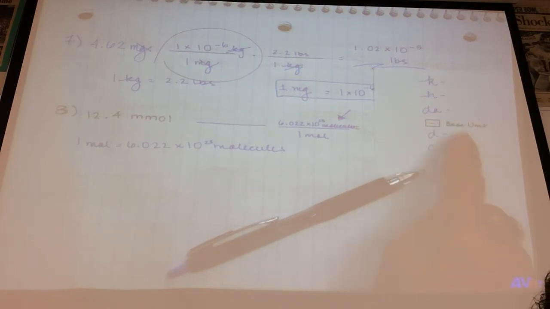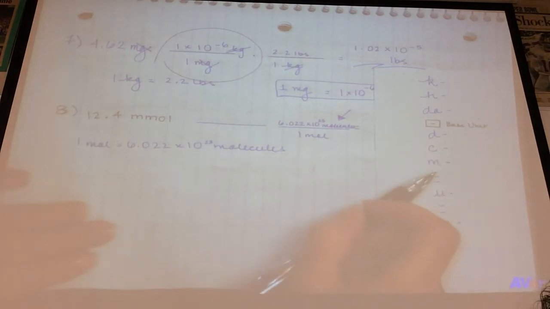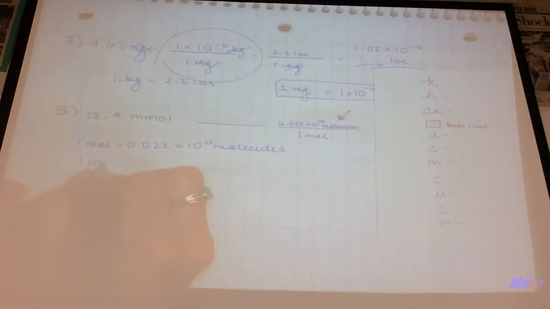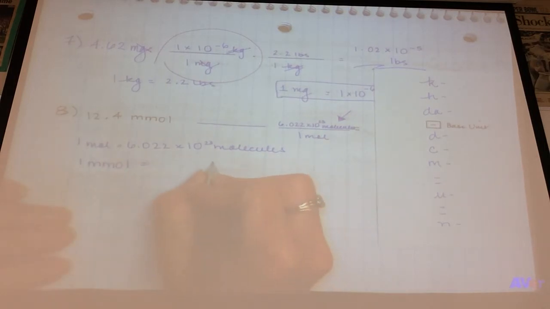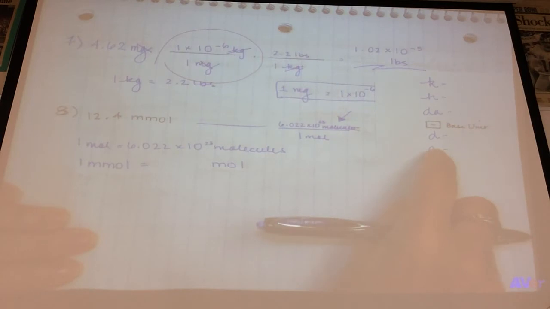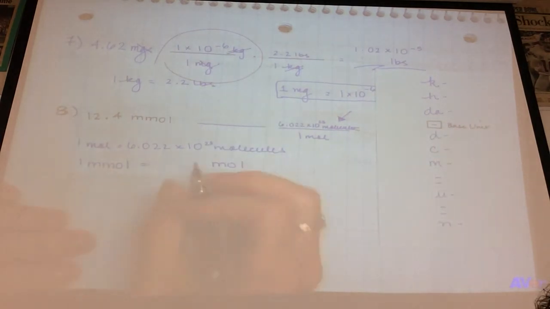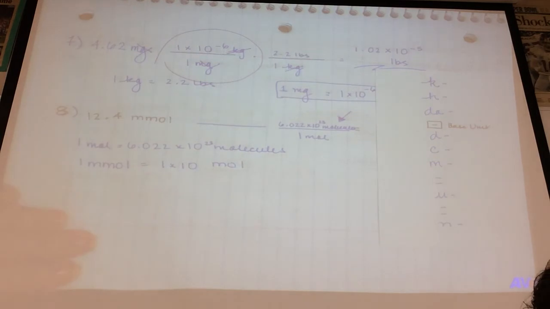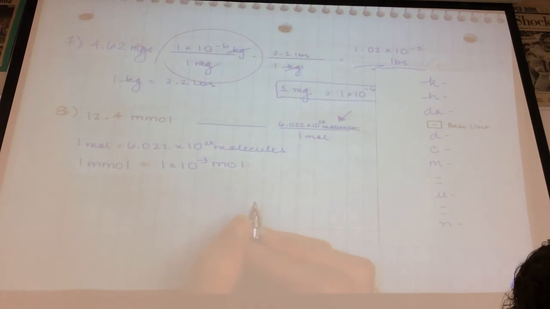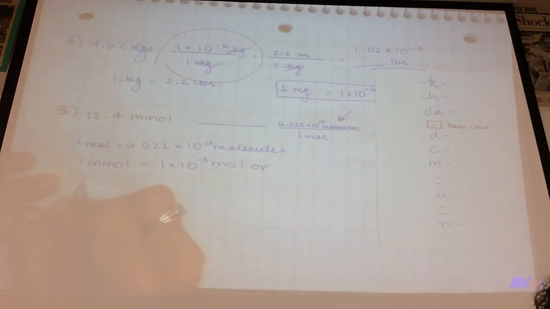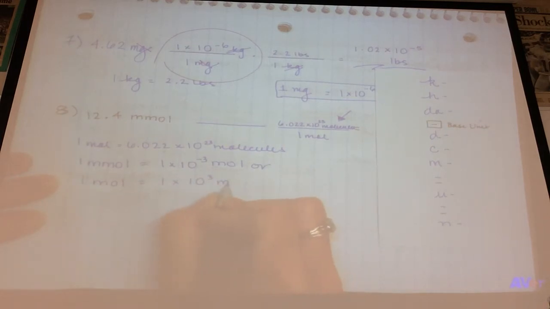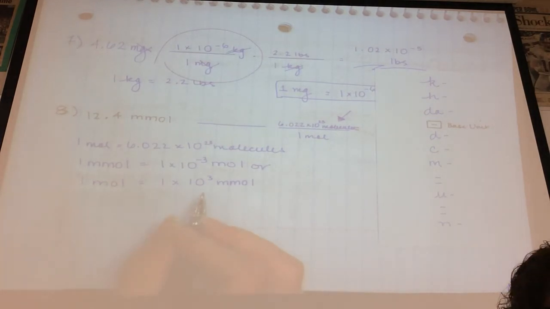Do you like to go up or down? You want to go up? So then start low. 1 millimole is how many moles? One times 10 to the what? -3, because you went up. Now, I personally like to go down. I think it's easier, but whatever rocks your world is fine. You could have done it this way. Either one is fine. I like to go down.